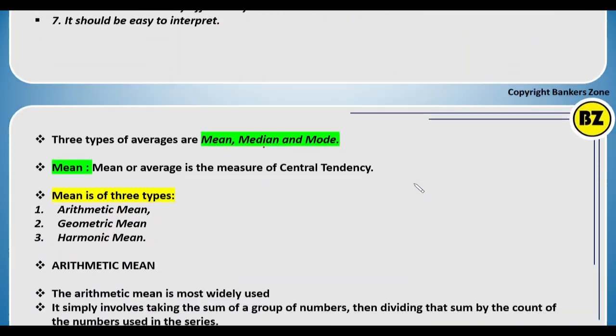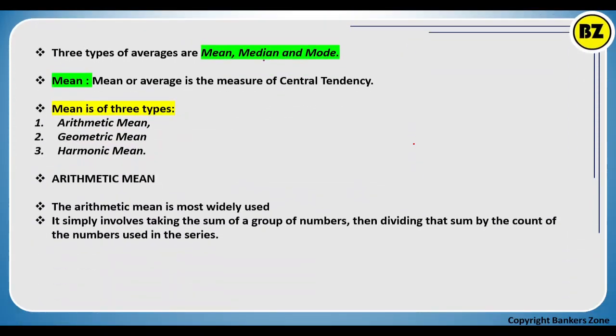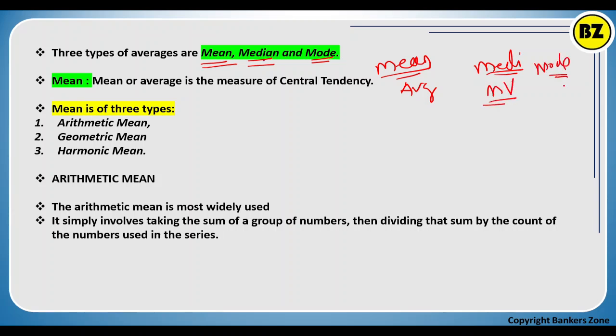Now we will move to the core part of the chapter. There are three types of averages: mean, median and mode. What do you mean by mean, what is the median and what is the mode? Mean is simply the average. Median is nothing but the middle value. And mode is nothing but the value with the highest frequency of occurrence.